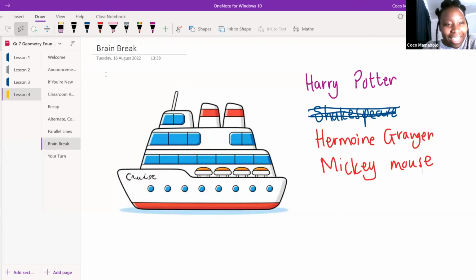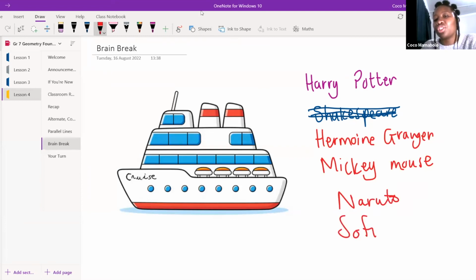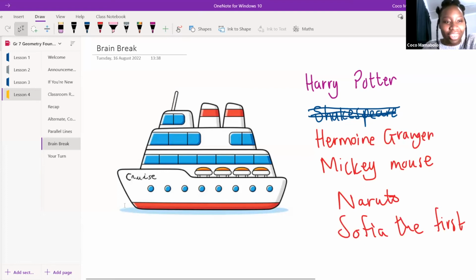Somebody said Sophia the First. You're coming on the cruise. Supercicla says Naruto, you're coming. Sophia the First, you guys are coming on the cruise. Fine, then I'm bringing Donald Duck because I can't figure this out. Okay, Teacher Kat, you're coming on the cruise because you're bringing Donald Duck.